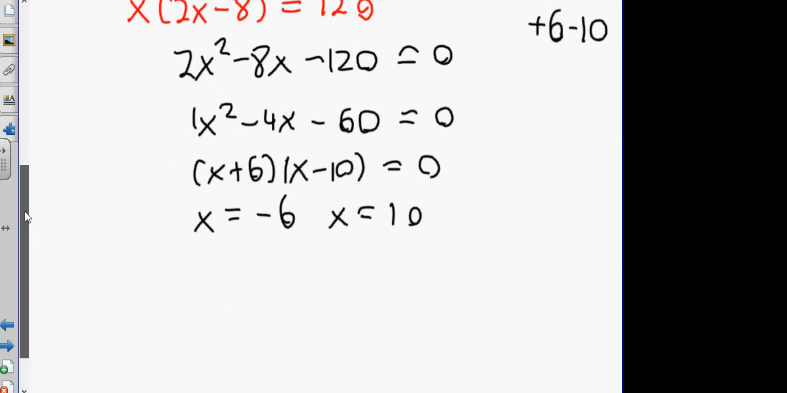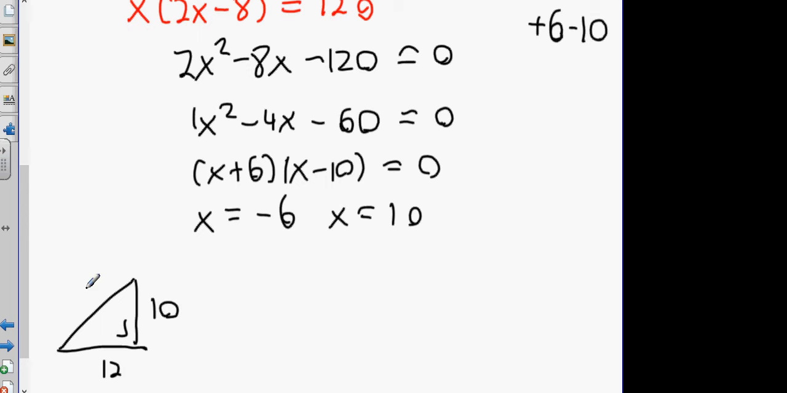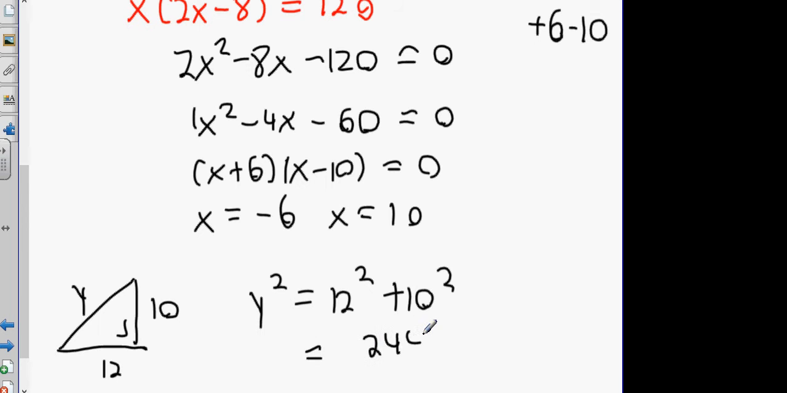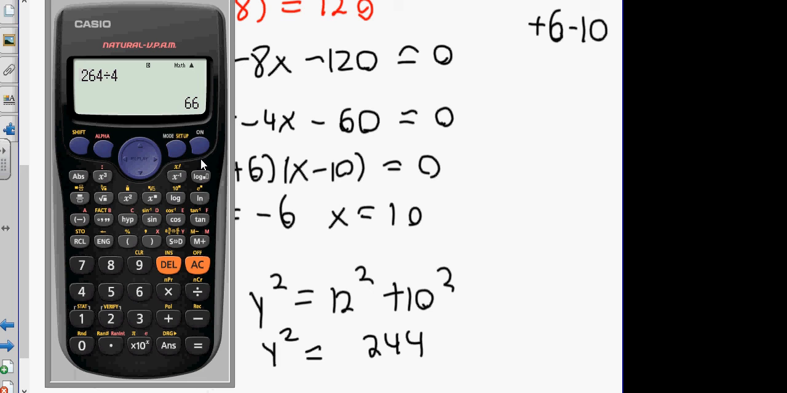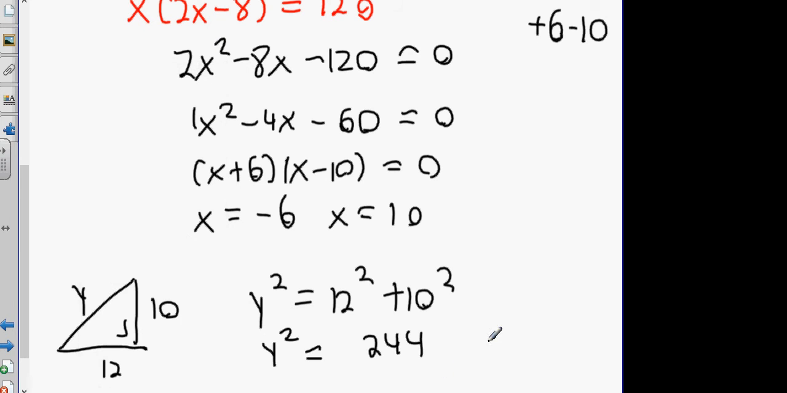So what you can get here is you draw like a little right angle triangle. You know that the width is 10, the length is 12. Do Pythagoras' theorem. Call this letter y because we already used x. Y squared therefore equals 12 squared plus 10 squared, which is going to be 244. Y squared equals 244. Get the square root of 244. 2 by root 61.